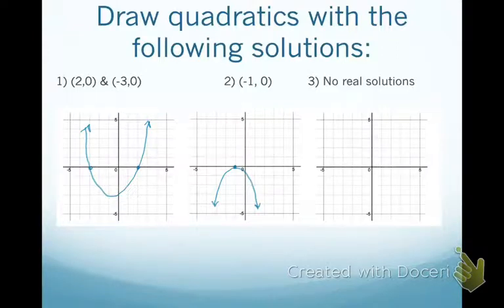Sometimes you'll have quadratic parabolas that have no real solutions. That means there's no way they could ever touch the x-axis. So they will be up in the upper quadrants opening upward, or in the lower quadrants opening downward.